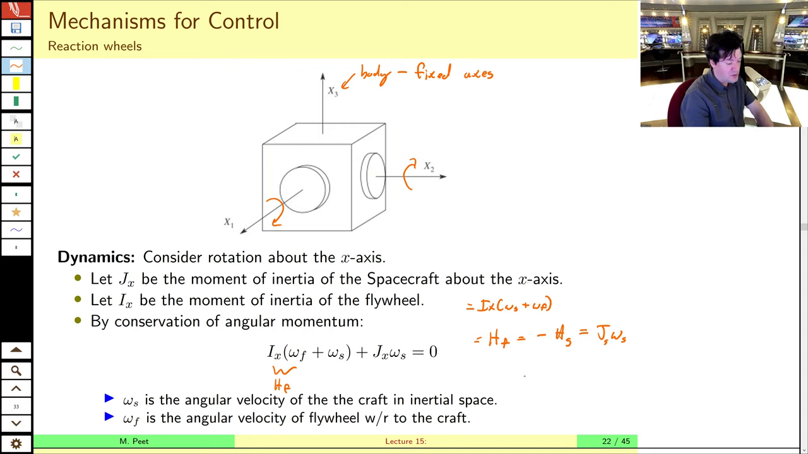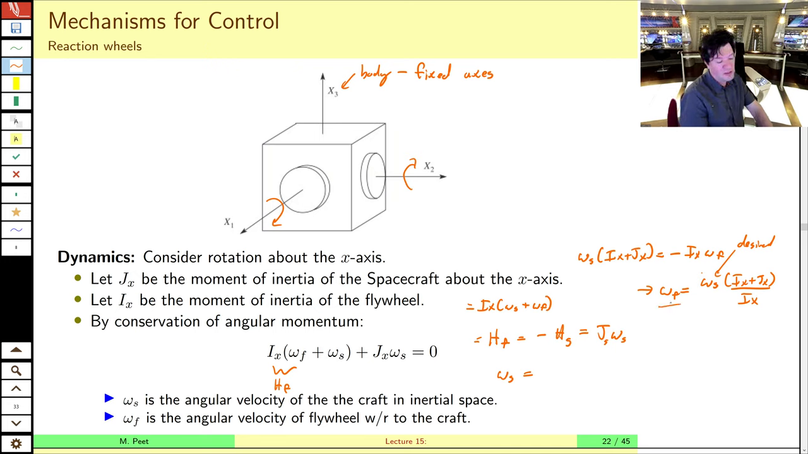So if we have a desired omega s, then we can solve for the momentum of the flywheel just by grouping our terms: omega s times (Ix plus Jx) equals negative Ix omega f. Then we just divide to get the omega of the flywheel, which is omega s desired times (Ix plus Jx) divided by Ix. So we give the flywheel a particular angular velocity, and that achieves our desired angular velocity of the spacecraft.